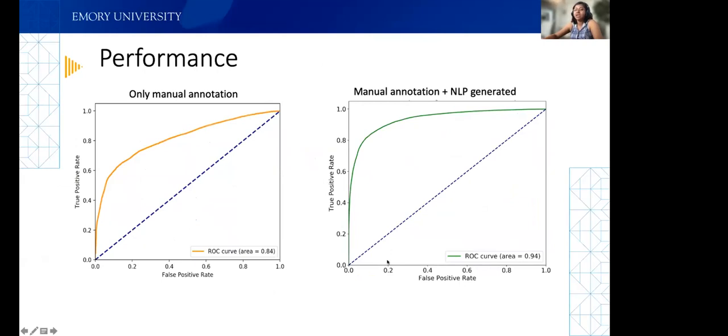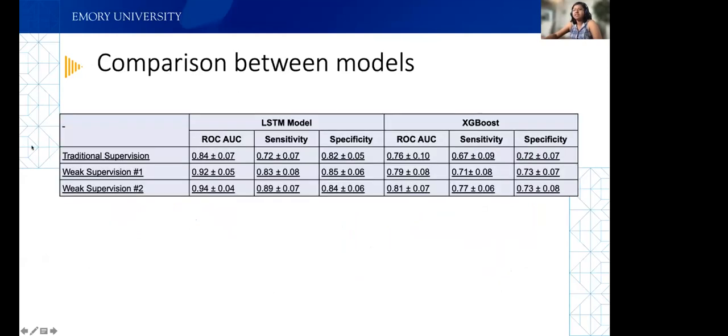And this is a comparison that I want to show: using only manual annotation, again with a small data set of less than 1,000, we got 0.84 AUC ROC. But when we use the manual annotation and NLP generated annotation together, we had a performance boost to 0.94. And this is the result for weak supervision 1 and 2. We can clearly see that by increasing the sensitivity, we get good performance. We get more performance boost compared to the high specificity.